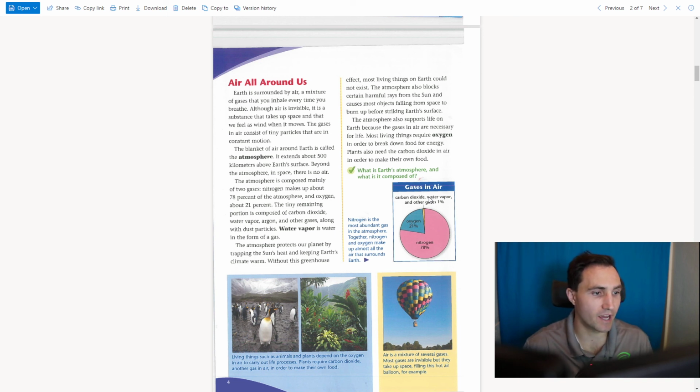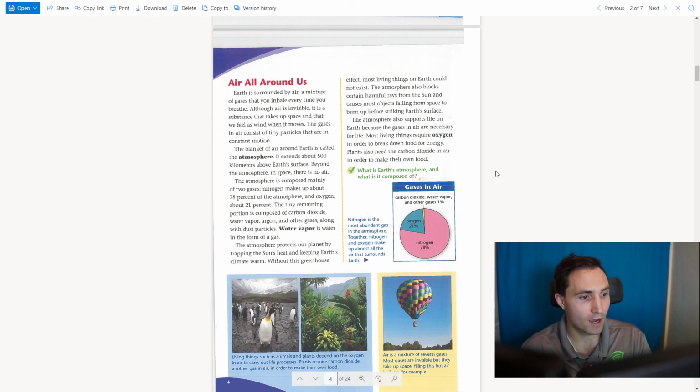So the atmosphere protects our planet by trapping the sun's heat and keeping Earth's climate warm. Without this greenhouse effect, most living things on Earth cannot exist. The atmosphere also blocks certain harmful rays from the sun and causes most objects falling from space to burn before striking Earth's surface. The atmosphere also supports life on Earth because the gases in air are necessary for life. Most living things require oxygen in order to break down food for energy. Plants also need the carbon dioxide in air in order to make their food.